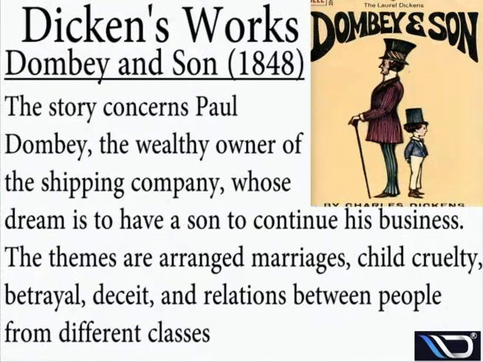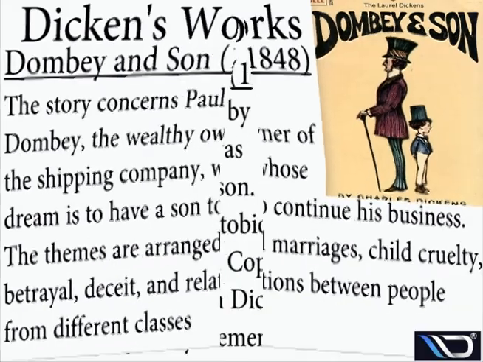Dombey and Son, 1848. The story concerns Paul Dombey, the wealthy owner of the shipping company, whose dream is to have a son to continue his business. The themes are arranged marriages, child cruelty, betrayal, deceit, and relations between people from different classes.